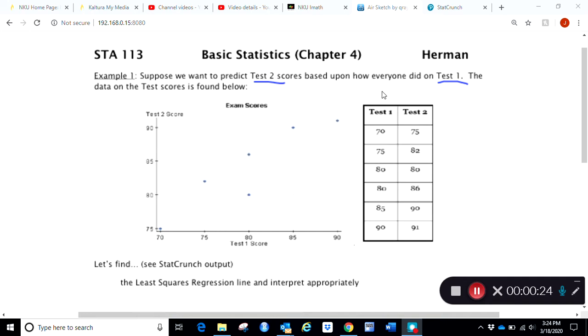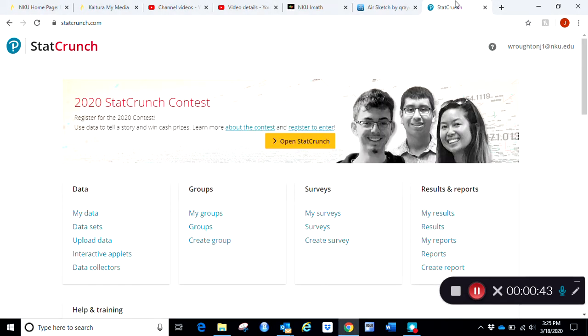You'll see I put my test 2 score here on the y-axis because that's what I want to predict, that's what I want to find out. And we're going to see if I can use test 1 score to explain a student's test 2 score. So here's my 6 data points that I need. First I'm just going to enter those into StatCrunch.